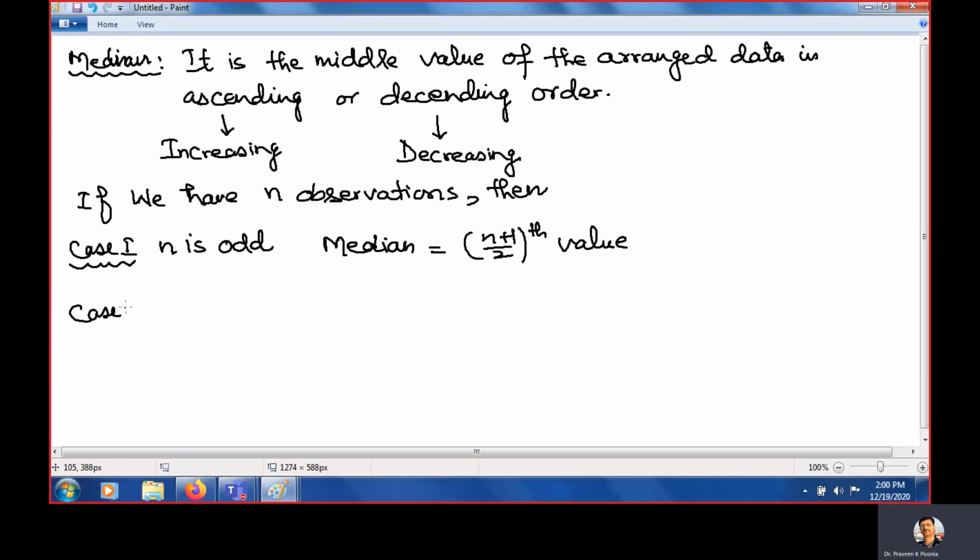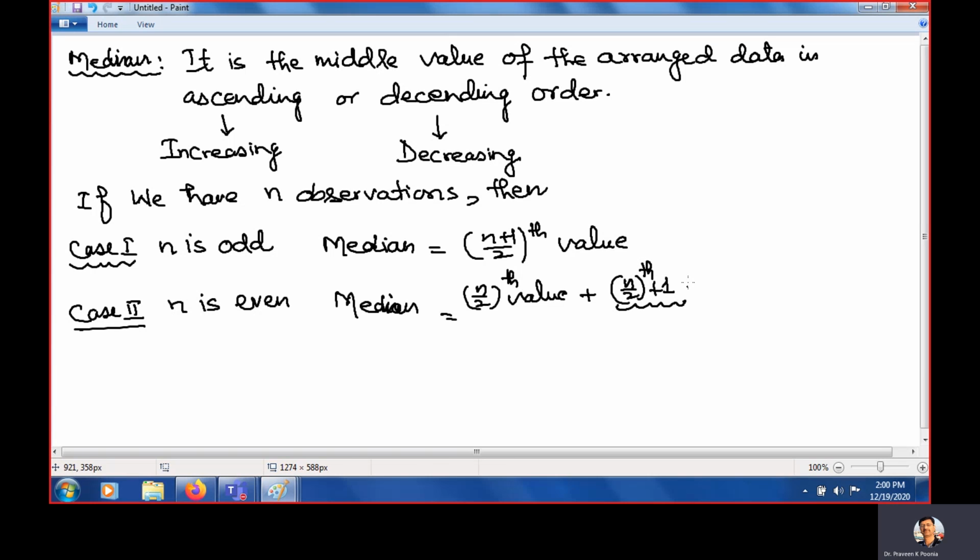But case 2, n is even, then median is equal to the n by 2th value plus the (n by 2 plus 1)th value, upon 2. Clear? This is how we evaluate the median.